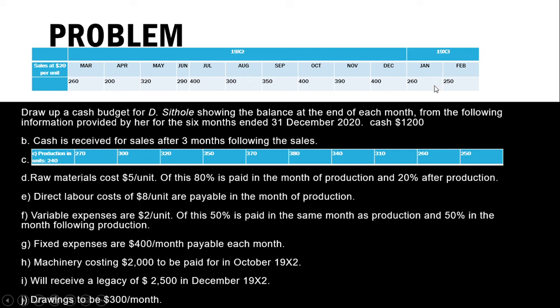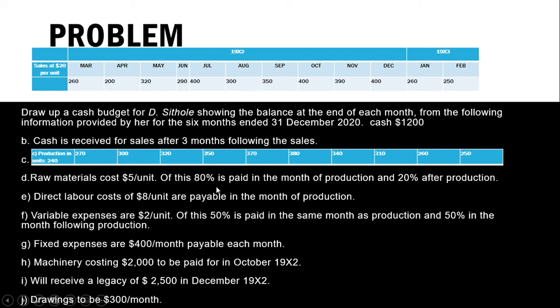So these are actually sales. If you look at this table, you'll be able to see the sales. We have the sales for March, April, May, June, July. This is for 2020. And then we have the January, February. So this is actually for 1 year. So January, February to make a complete financial period. And then we have production here. This is what has been produced. We have the raw materials cost 5 shillings per unit.